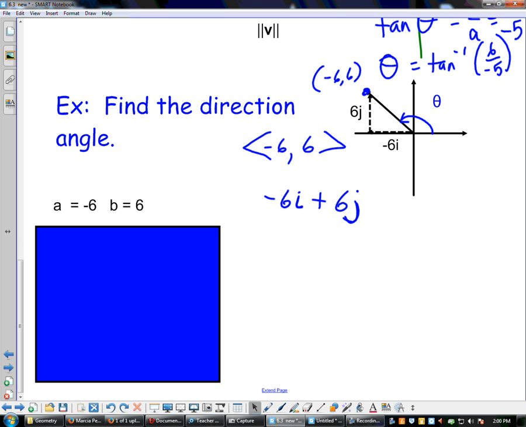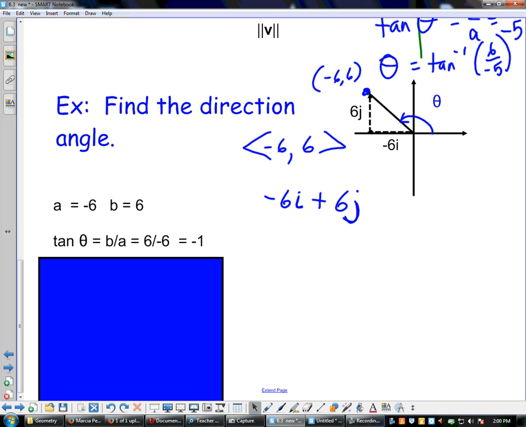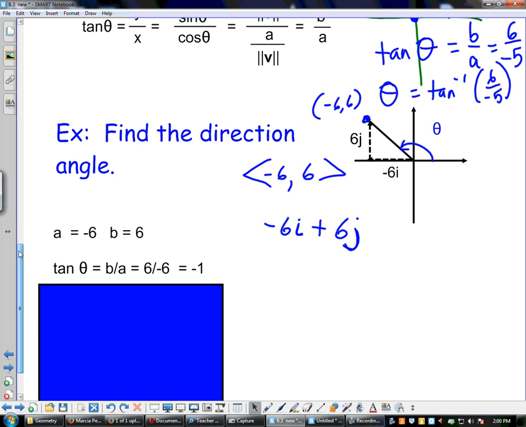If that's the case, then we could say that the tangent of theta is going to be B over A, which would be 6 over negative 6, which is negative 1. Correct? So, do you know what angle? I mean, this one I don't even think you need your calculator for. This one's on your unit circle. Where is the tangent equal to negative 1?